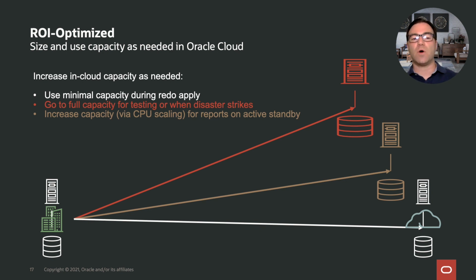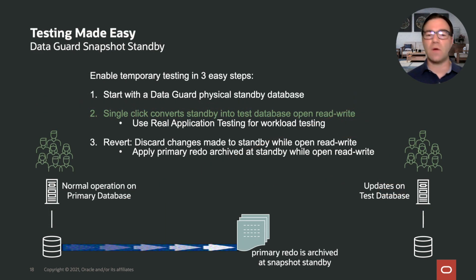Now, if you'd like to perform substantial tests or disaster strikes, you may have to increase that capacity on the cloud for disaster recovery purposes. This is all possible, sometimes with downtime, but you can do so when disaster strikes. A scenario in between is the increased capacity for reports or more testing on active standby. You can increase capacity specifically with ExaCS via CPU scaling, so you can dynamically increase as testing is needed, or if testing is needed for other reasons.